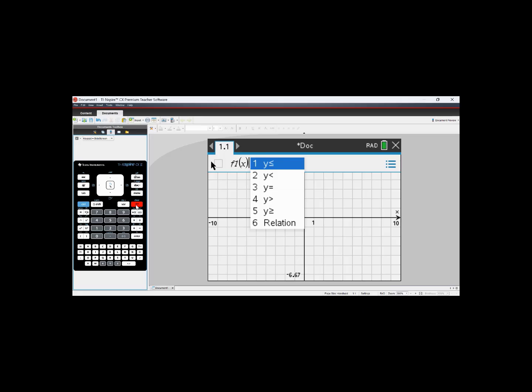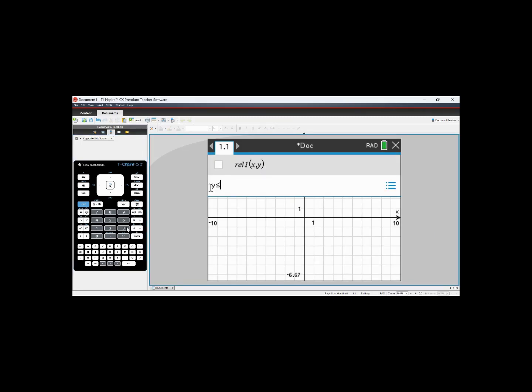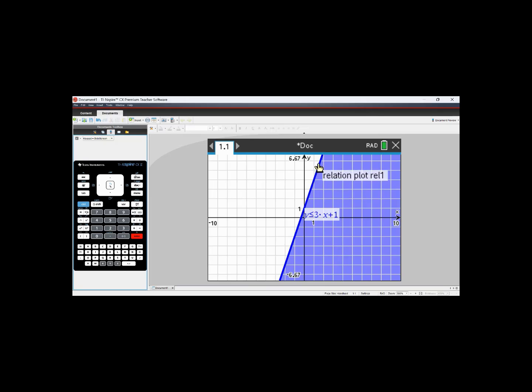You'll notice here we have all the different types of inequalities we can have. Notice it's also going to change from f1 of x to y because we're no longer dealing with a function. Now we're going to graph the inequality that I've given you: y is less than or equal to 3x plus 1. So we're going to choose the top option, y is less than or equal to 3x plus 1, and press enter. Notice we have a solid line and we're shading below that line. It's automatically going to do this for us.